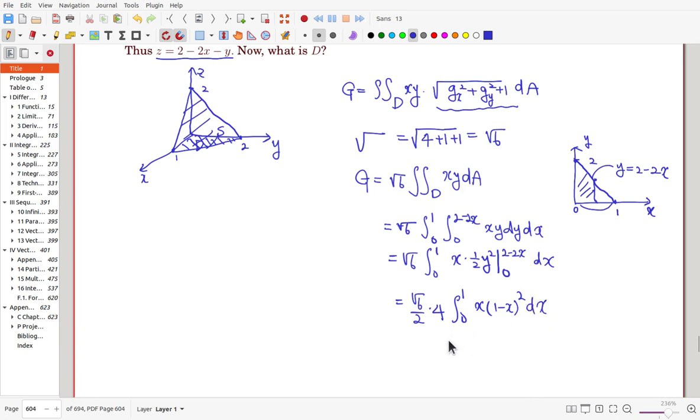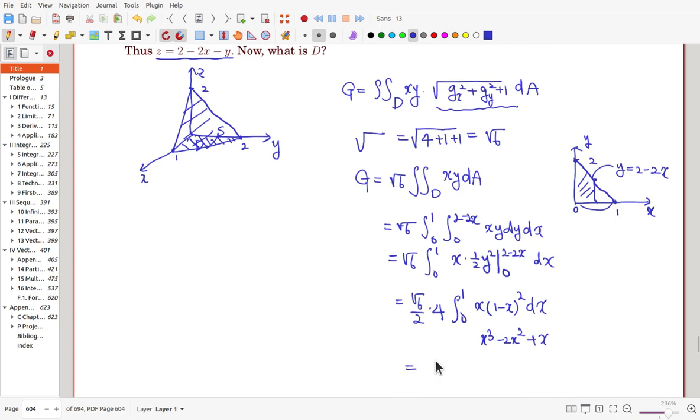Then for that one, we have to get the integral. But for this one, let's try to expand that. That is x cubed minus 2x squared, plus x.